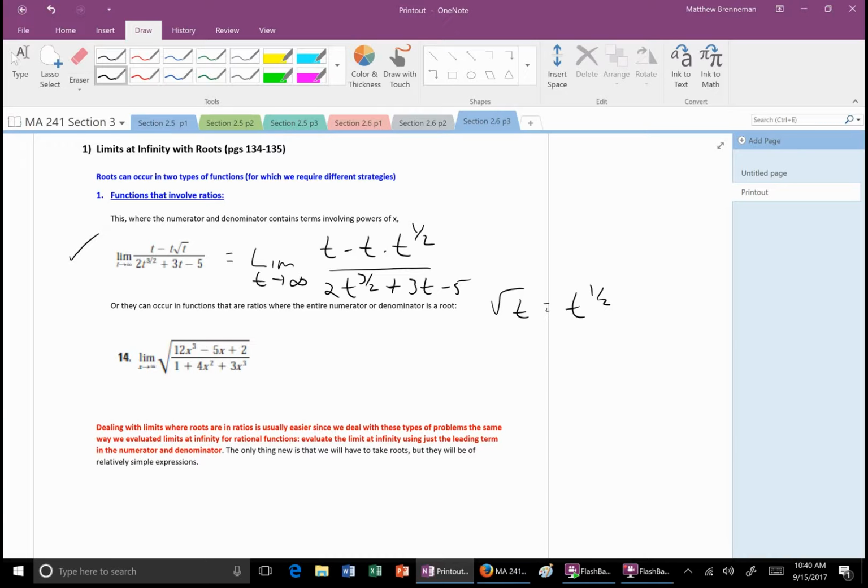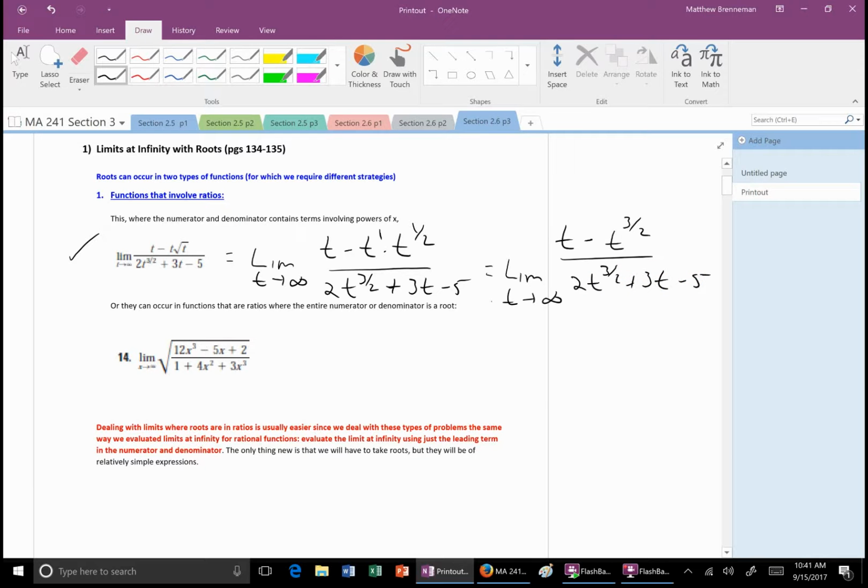Exactly. I did that deliberately because my next step is I'm going to want to combine these exponents, right? So x times x, what is that? X to the first plus first, x squared. So when we multiply like bases, we add their exponents. Now I know how to do this. So the 1, there's a 1 here, right? 2t to the 3/2 plus 3t minus 5.